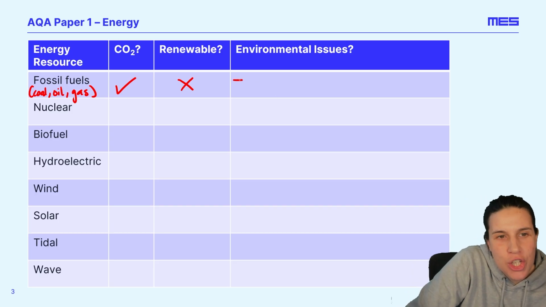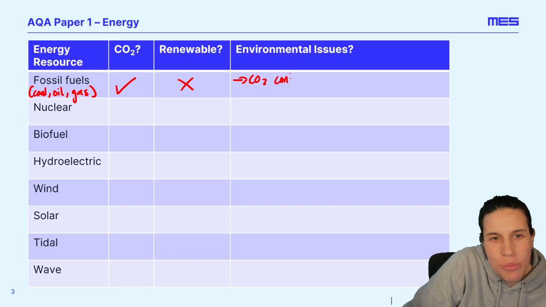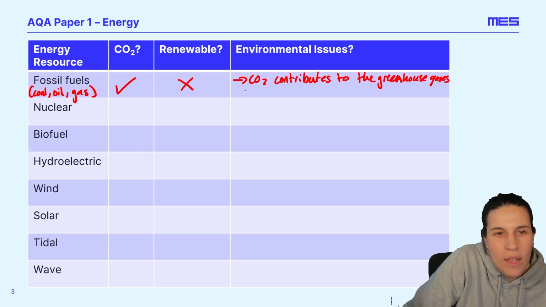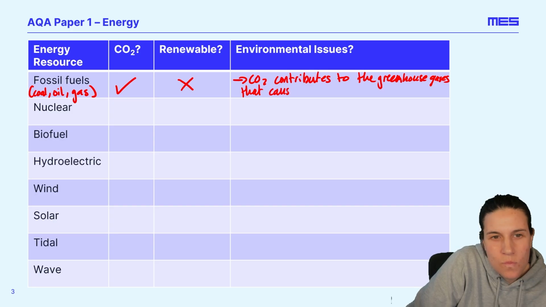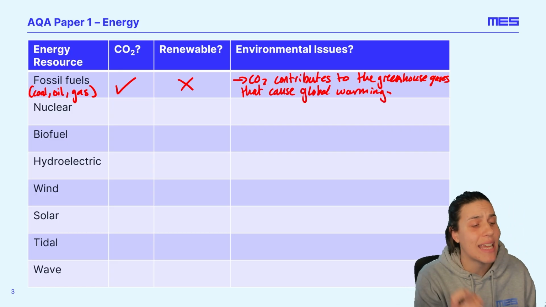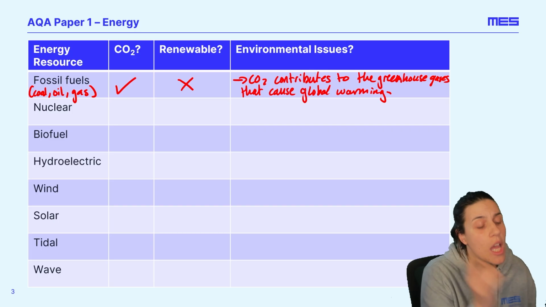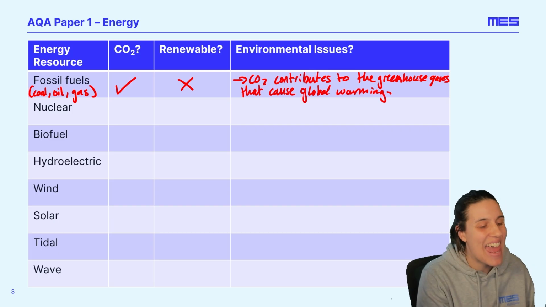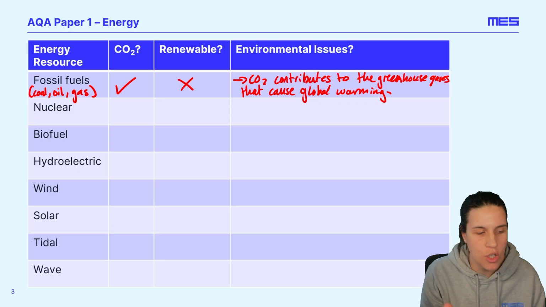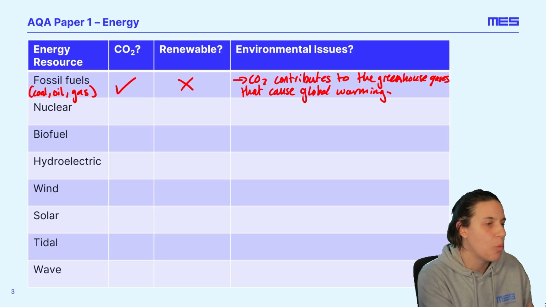The main environmental issue is that carbon dioxide contributes to the greenhouse gases that cause global warming. Okay, so that's why the greenhouse gases are an issue, is because they cause global warming. Just make sure that we're specific and we can collect as many of those marks as it's possible to get in your exam. So when you're talking about carbon dioxide, you want to link it to being a greenhouse gas, and you want to link that to global warming.